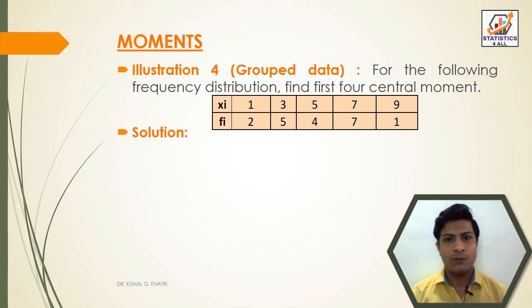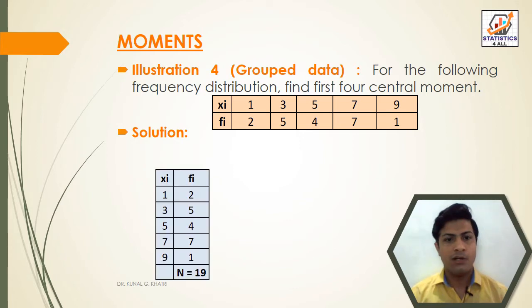Illustration 4. Group data. For the following distribution, find the first four central moments. The observations X are given as 1, 3, 5, 7, 9 and the frequencies are 2, 5, 4, 7, 1. First of all, write in table form Xi, that is 1, 3, 5, 7, 9, and frequency Fi, that is 2, 5, 4, 7, 1, and we take the sum of frequency, which gives n equal to 19.